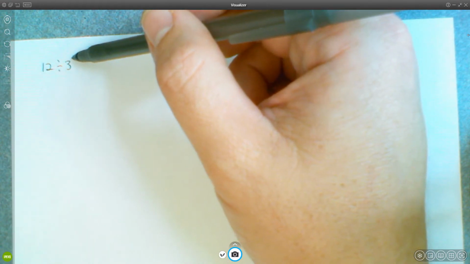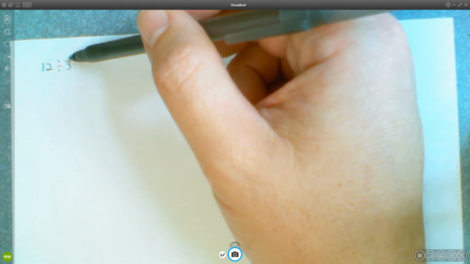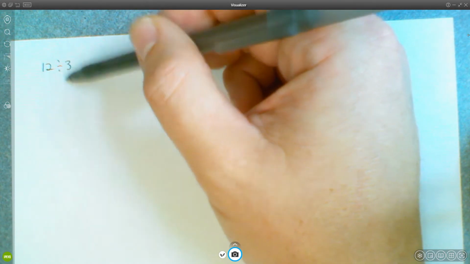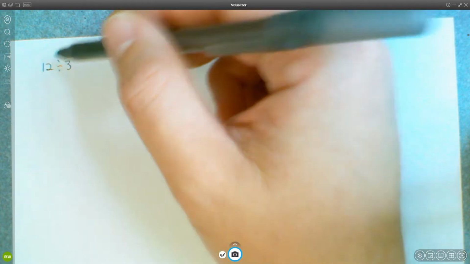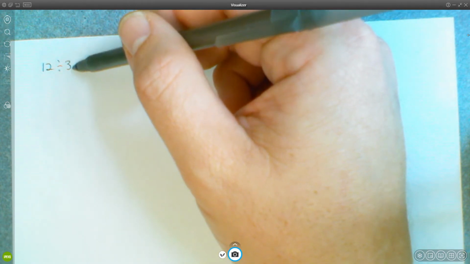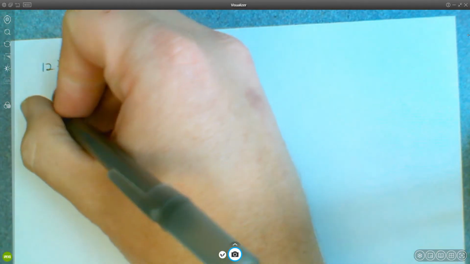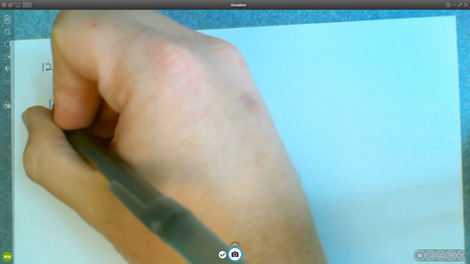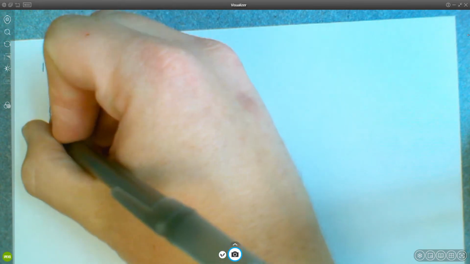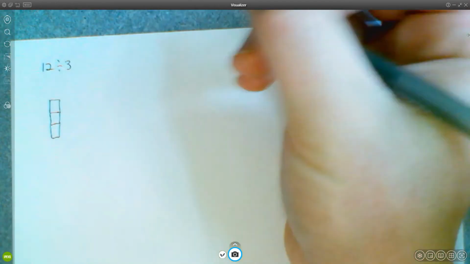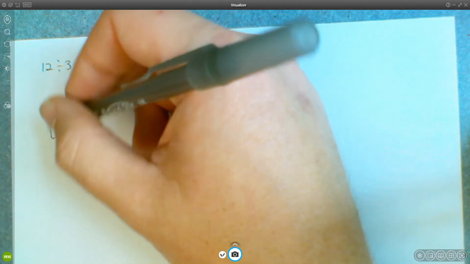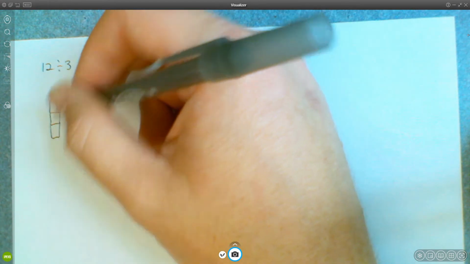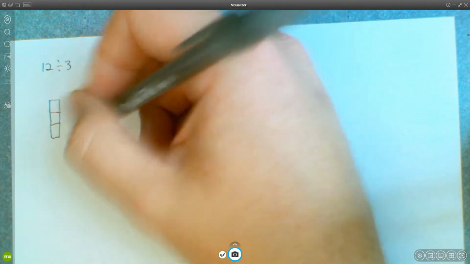And we know that the answer to this is 4, right? It's pretty obvious that 4 groups of 3 is going to give us 12. But to show this with an area model, we would give ourselves a group of 3, and I'm going to arrange the units into a rectangle. So there's a group of 3. And I'm going to make as many copies of this group of 3 as I need in order to get 12 units.